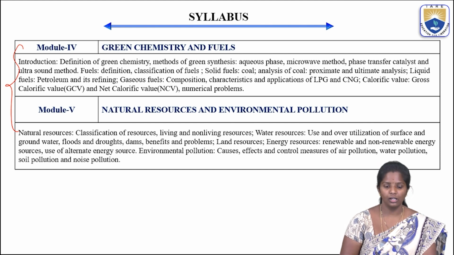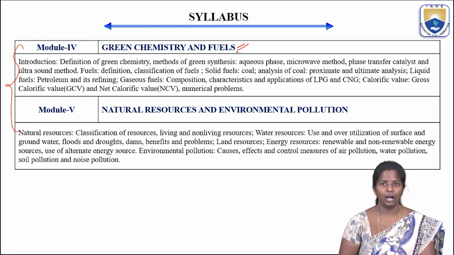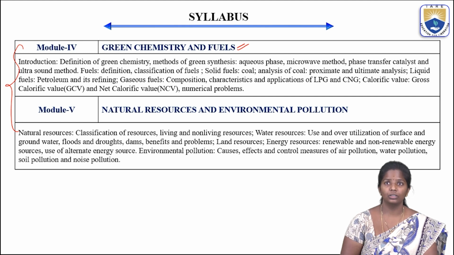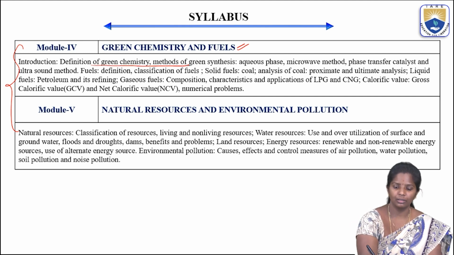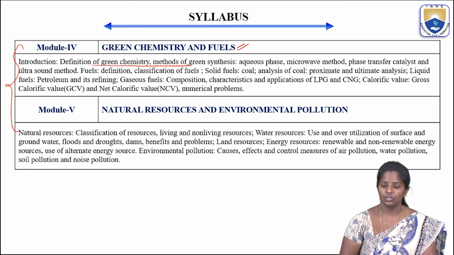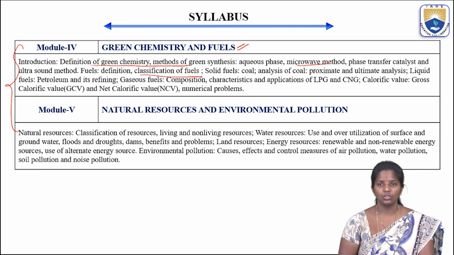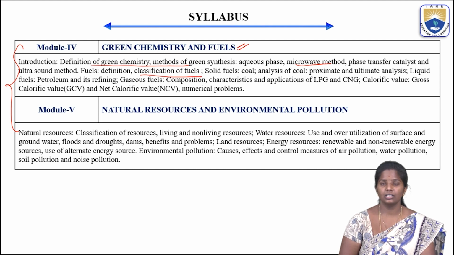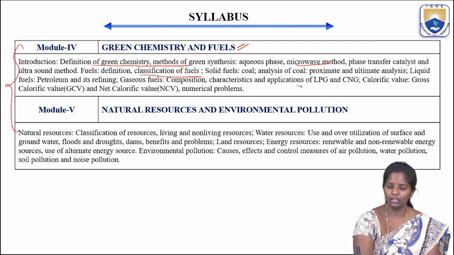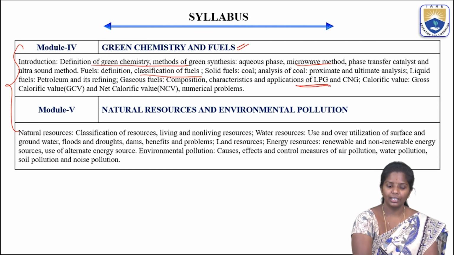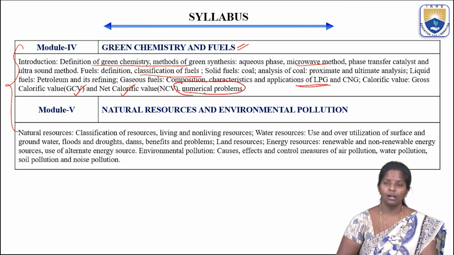So now we will see how modules 4 and 5 are used by the engineers or the engineering students. So green chemistry and fuels, why and how green chemistry is important. So this module gives an idea of the different types of green chemistry methods and synthesis. So these are the types and classification of fuels. There are different fuels present, depending on the sources, the composition, then calculation of calorific values, which includes numerical problems in this module.